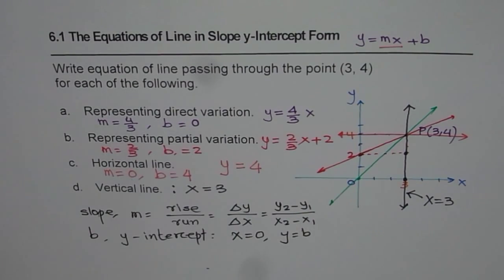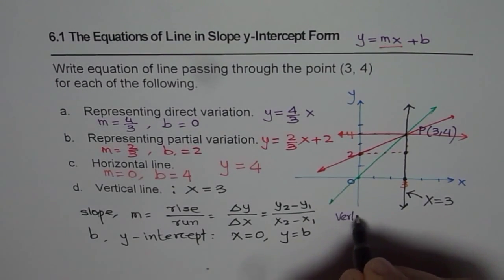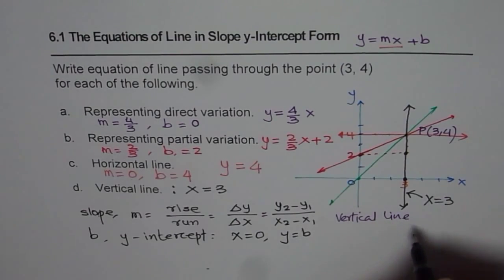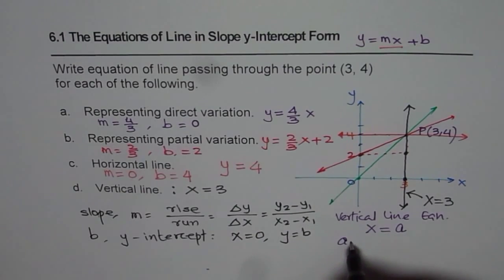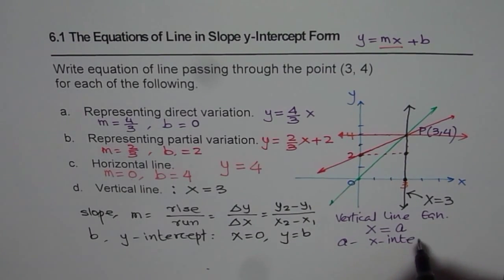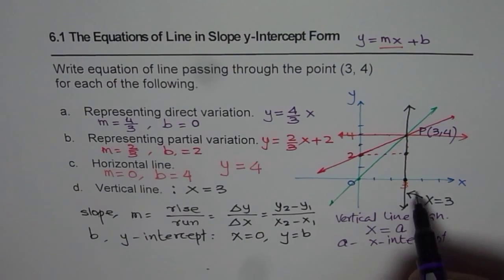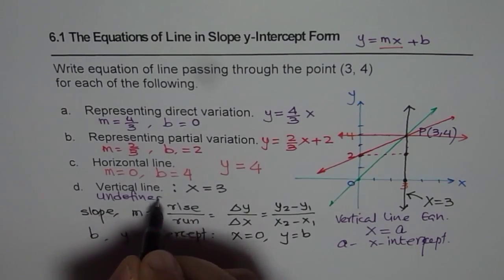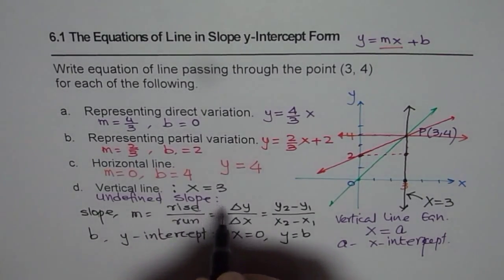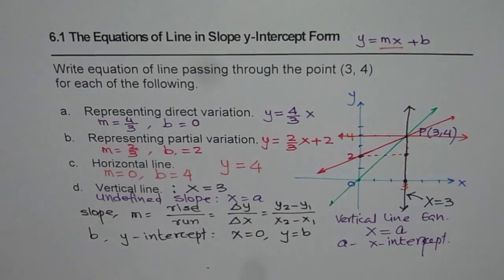So remember that part, correct? What you also learn from this video is that the vertical line equation should be x equals the x-intercept, right? So let us say a, where a is the x-intercept. We cannot use slope-intercept form for a vertical line since the slope is undefined. So for a vertical line, we should write undefined slope, right? And therefore the general equation is x equals a, where a is the x-intercept.